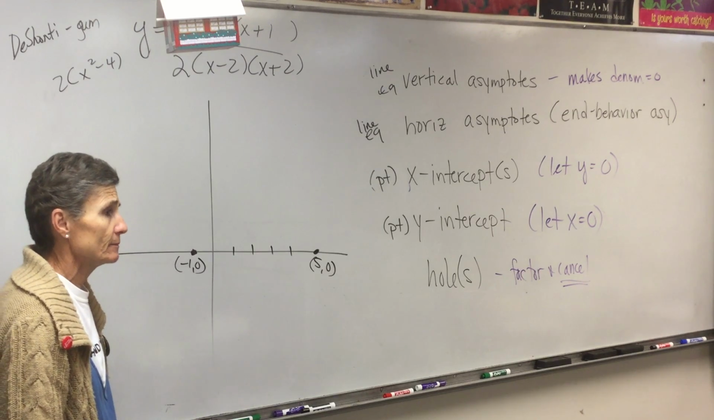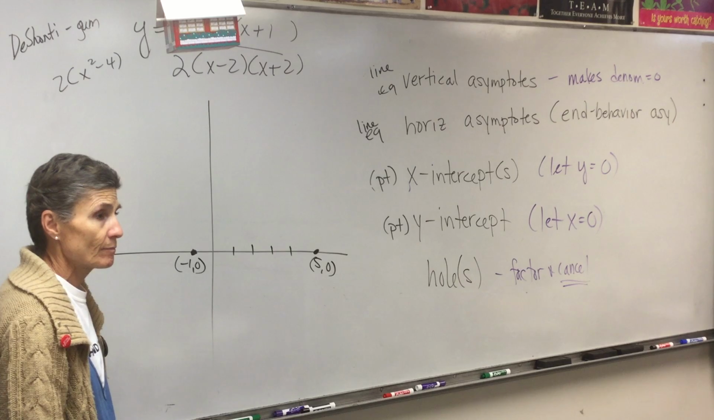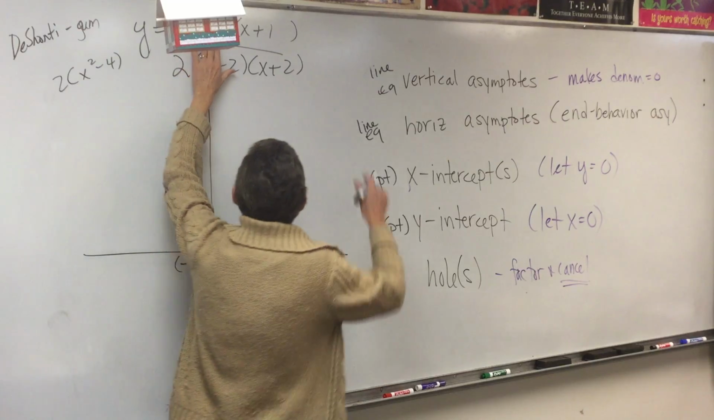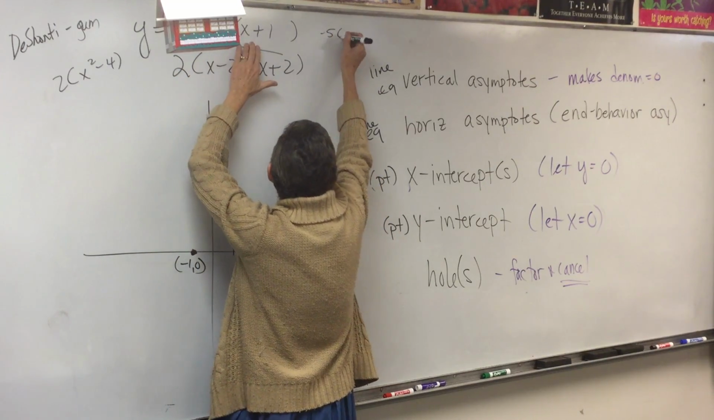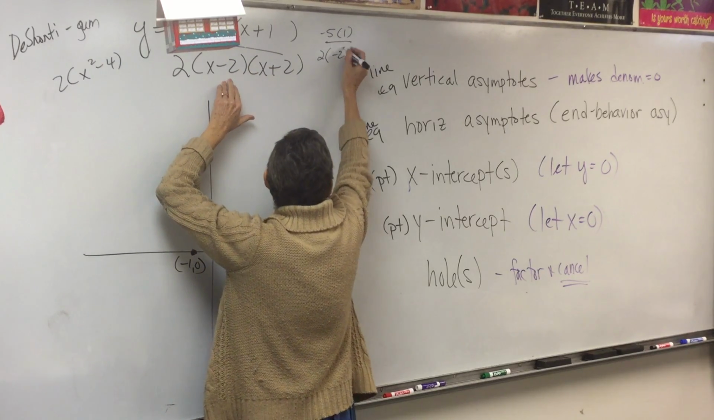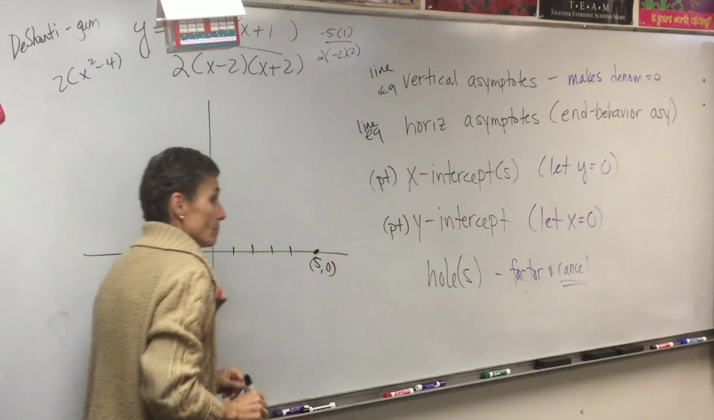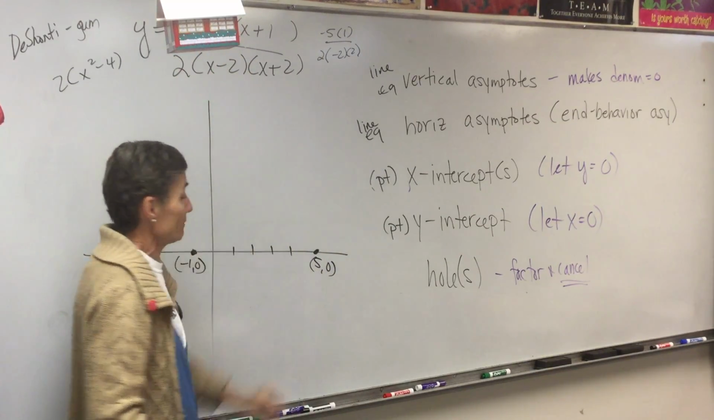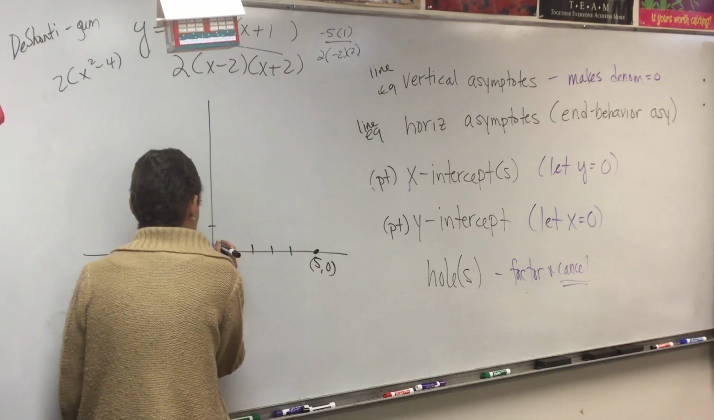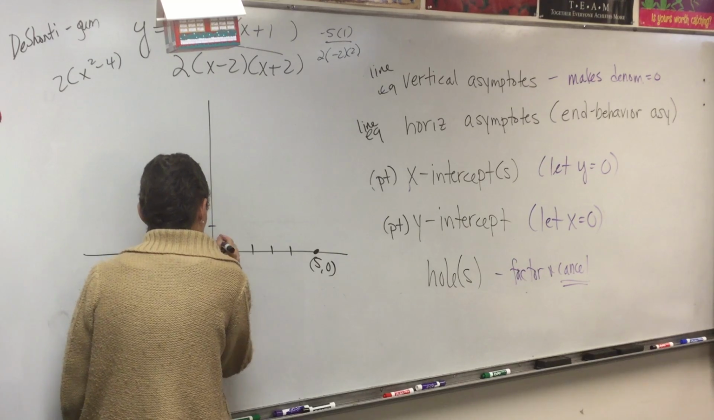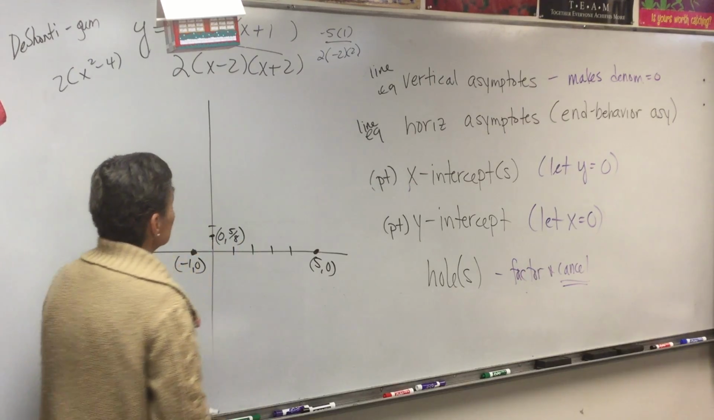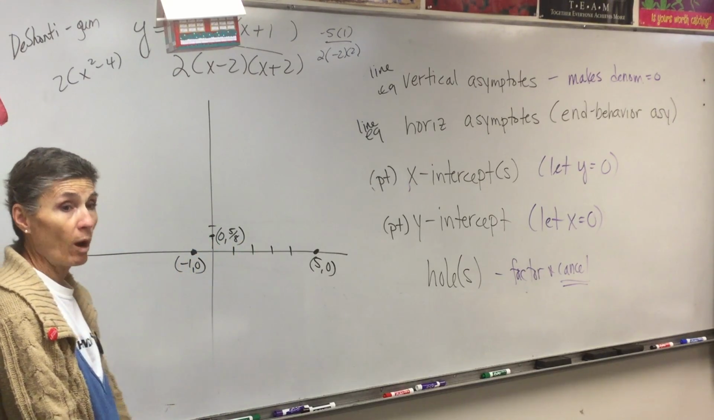Do you have a y-intercept? Yeah. And how do I find it? Put 0 in for x. So if I put 0 in, I get -5 times 1 over 2 times -2 times 2. I'm putting 0 in for all of the x's. And I get 5 over 8. So 0, 5/8. Oh wait, maybe I'm a little higher. 0, 5/8. That's my y-intercept.